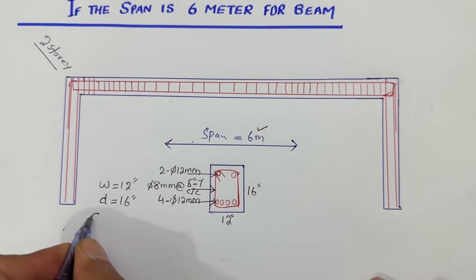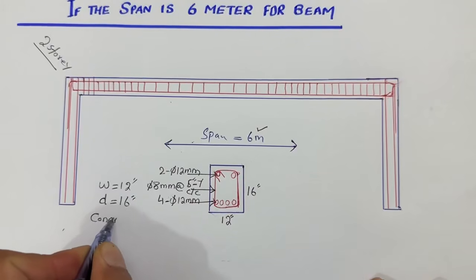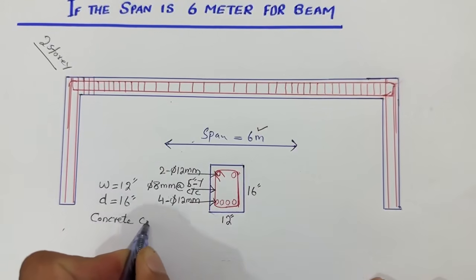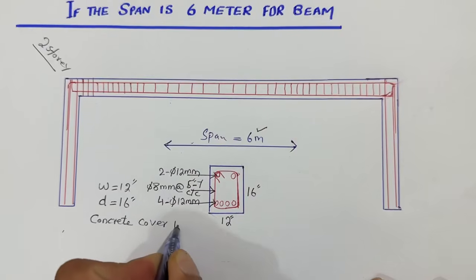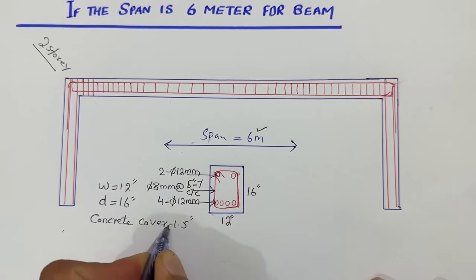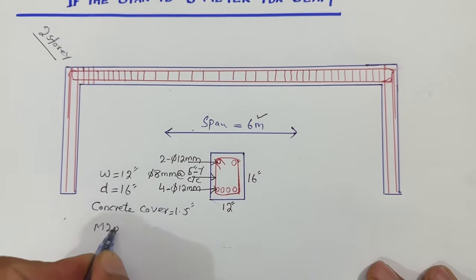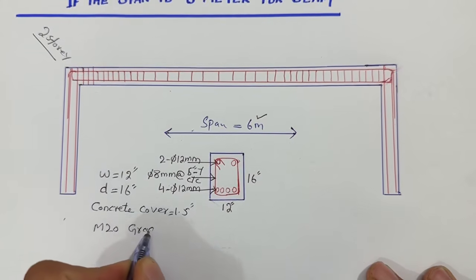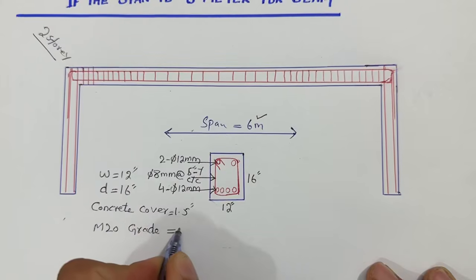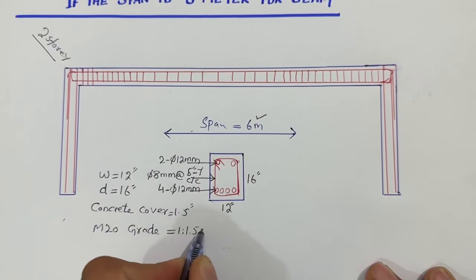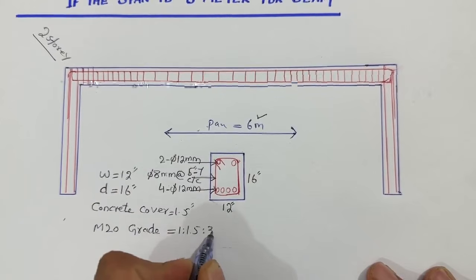So let me write here for concrete cover also. The concrete cover should be 1.5 inches, right? And use M20 grade concrete. M20 grade, ratio is 1 : 1.5 : 3.